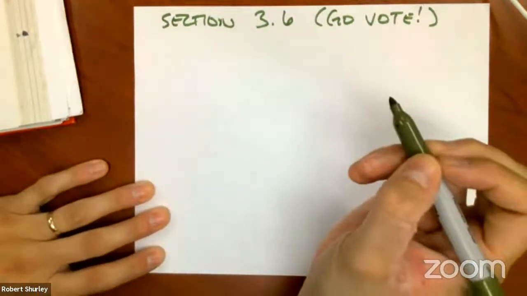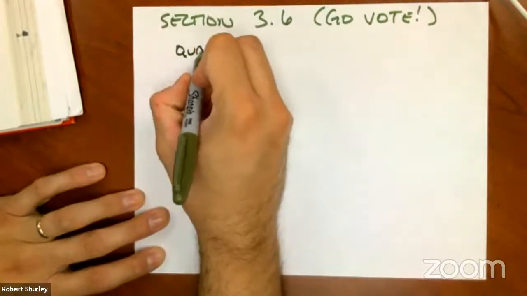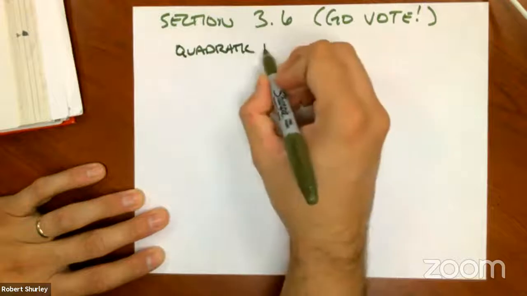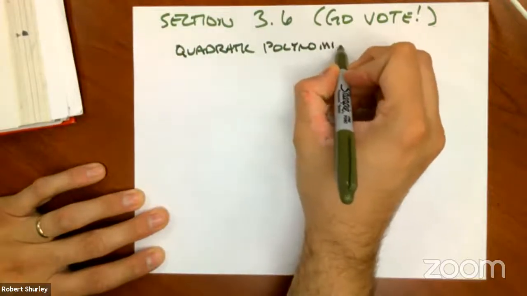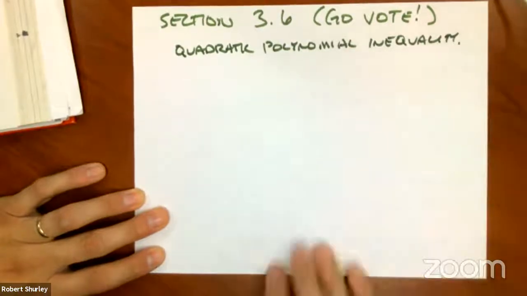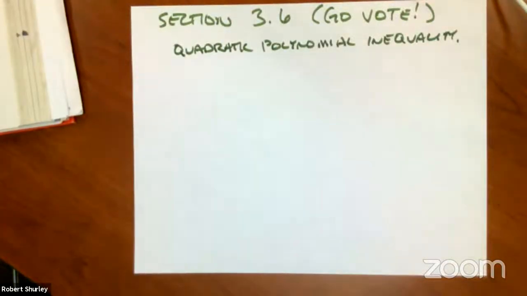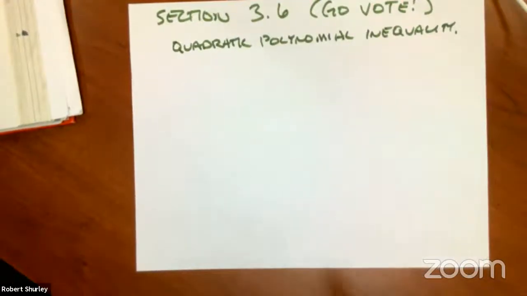We're going to focus on the polynomial inequality, but specifically the quadratic polynomial inequality. Okay, and I teach this as I teach quadratics. Remember, inequality means we're going to deal with a greater than, less than, greater than or equal to, less than or equal to, all that fun stuff. And we'll get to that.